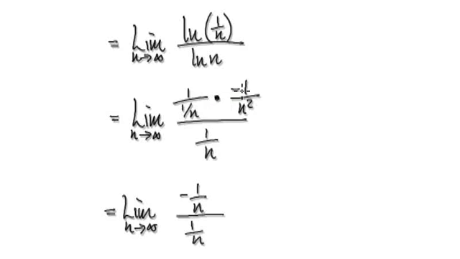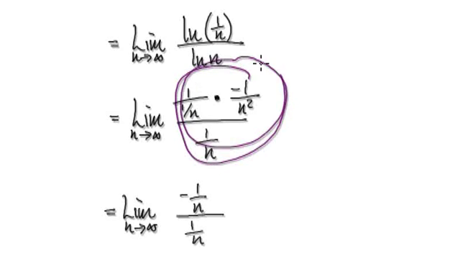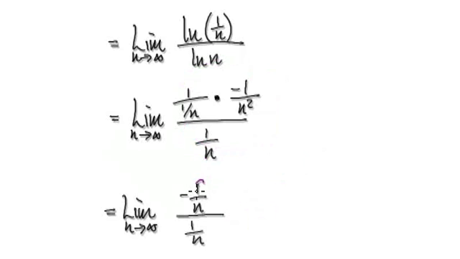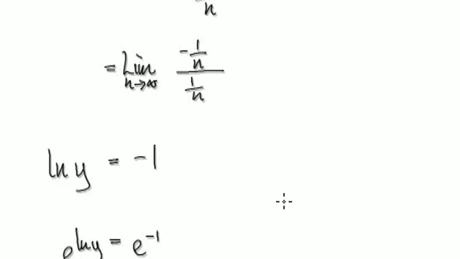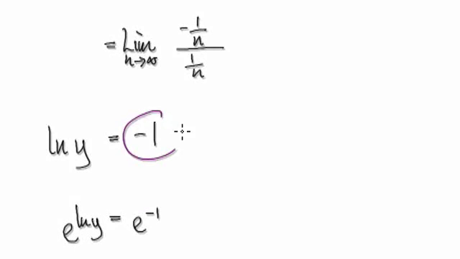So now it's just a matter of tidying this up. Tidy this whole thing up. It will give you something like this. And then now you've got exactly the same divided by exactly the same. So that's going to be 1. But then you've got a minus here. So that's going to be negative 1. So the limit here is negative 1.